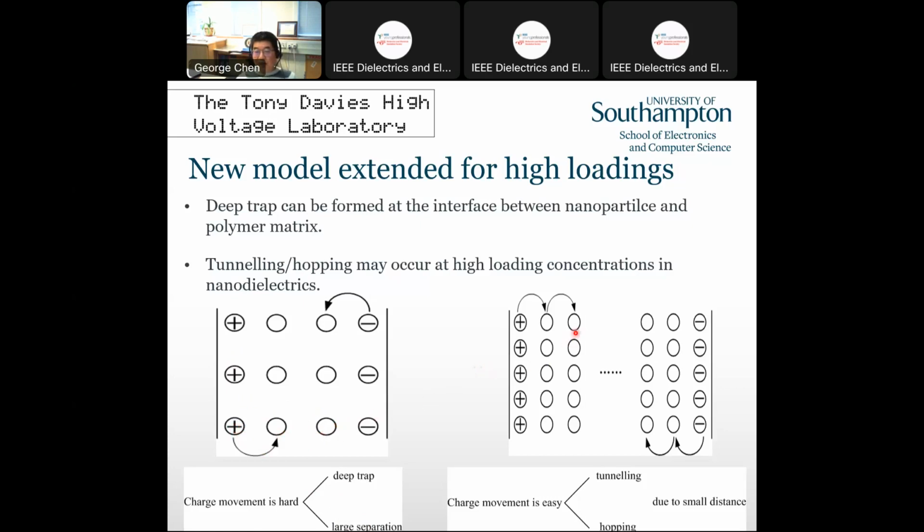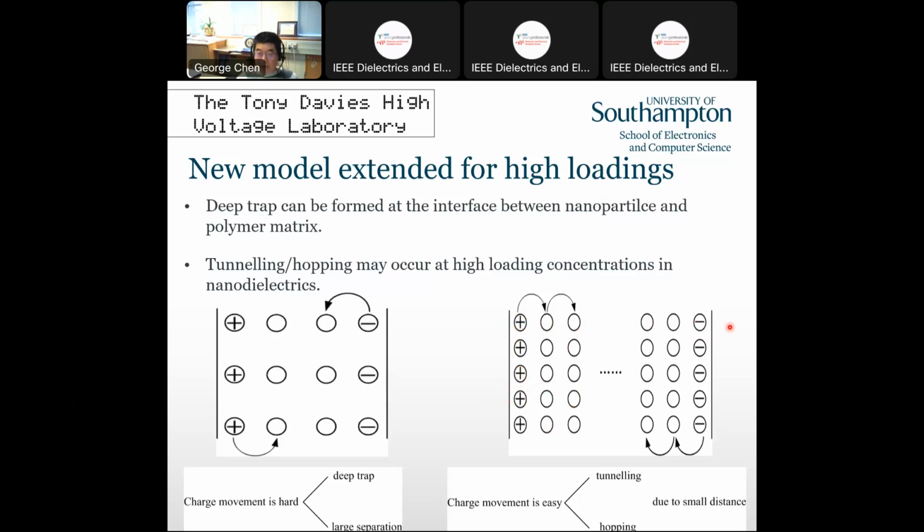However, when we have a higher loading concentration of the nanoparticles, the distance between the traps becomes much smaller, and there's a possibility of tunneling apart from hopping. Therefore, charge is going to start to move. If this injected charge starts to move into the bulk, the injection will continue, because now the field here is not going to be lowered anymore, and it could even increase, leading to more charge injection. As a result of this, we expect higher conductivity, because charge can now move through the bulk and reach the opposite electrodes.